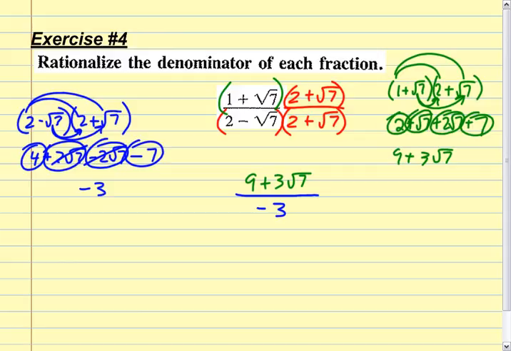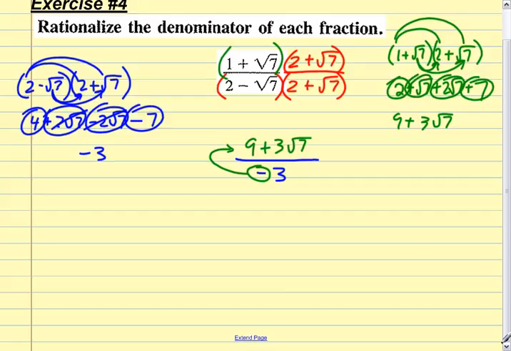But since we're in the 8th grade and not the 4th, we're going to want to put that negative up here. And I would just write it. You don't have to distribute it in. Just leave it as negative 9 plus 3 root 7 all over 3. You can distribute it in. That'd be fine. But get that negative out of the denominator.